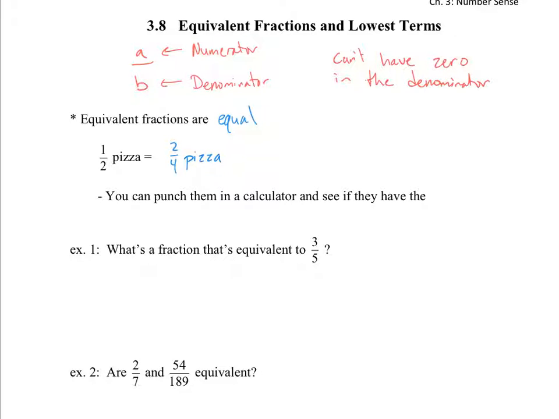Another way to check to see if they're equivalent, like these we know, like half is pretty easy. But you could punch them into a calculator and see if they have the same value. And that value is going to be the decimal. If you punch 1 divided by 2 into a calculator, you're going to get 0.5. 2 divided by 4 in a calculator is the same as 0.5. So if those decimals come out the same, we call them equivalent. So that's how you can check to see if two fractions are equal to each other.